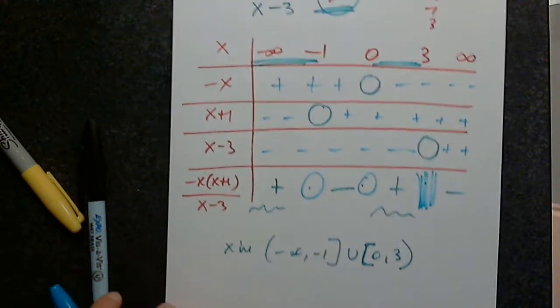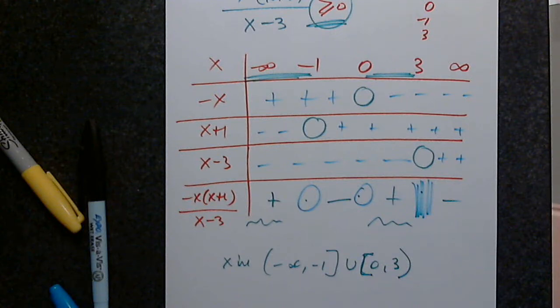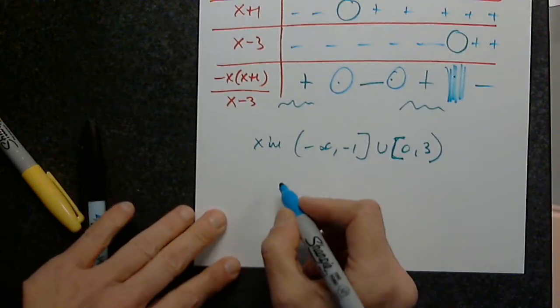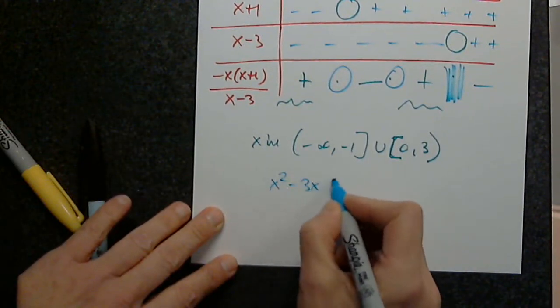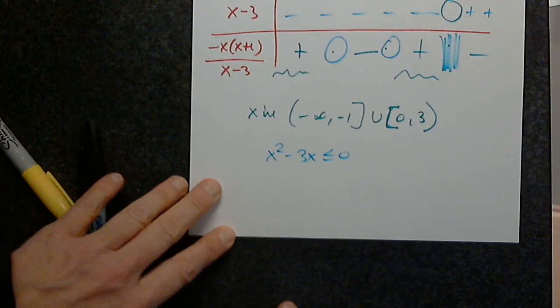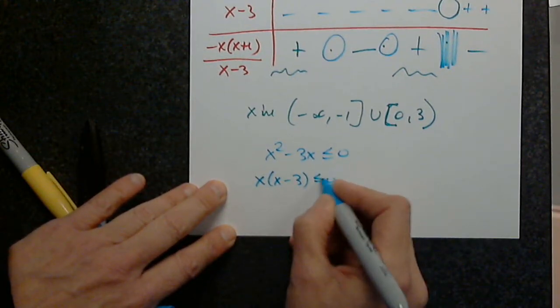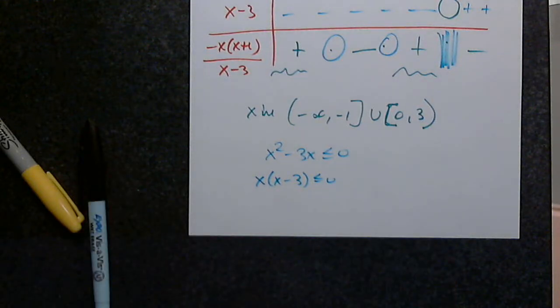Can anyone say why 3 is open? Because it's undefined. What if I have, for example, an expression like x squared minus 3x less than or equal to 0? It's the same thing, but I have to factor first. And then I apply the table to the same thing.